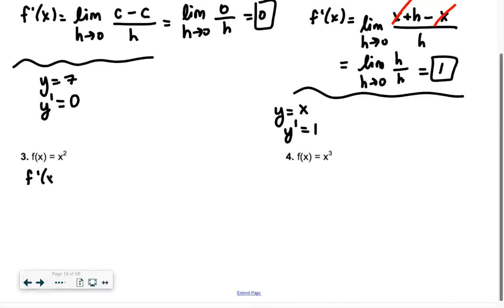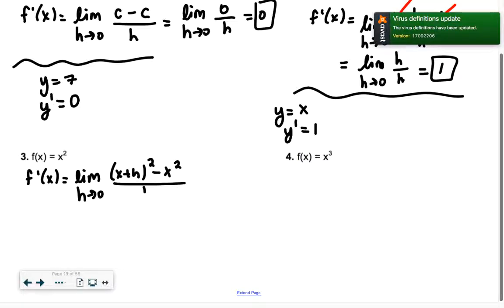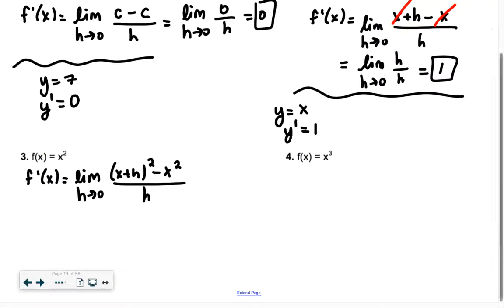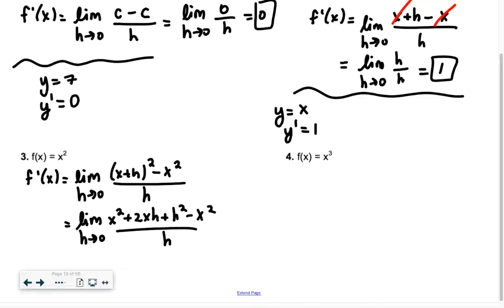All right, the next one, f prime of x. Limit as h goes to 0. I want to do f of x plus h. So what I'm doing is x plus h squared minus f of x, which is x squared. And sadly, I have to FOIL things out. So I get x squared plus 2xh plus h squared minus x squared all over h. And some stuff happens. X squared minus x squared goes away.